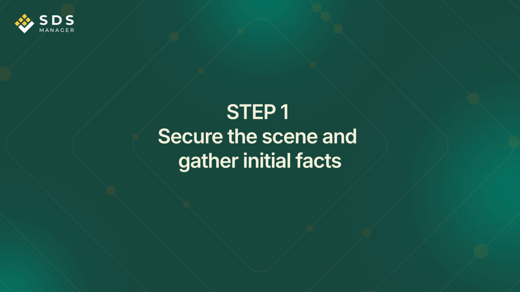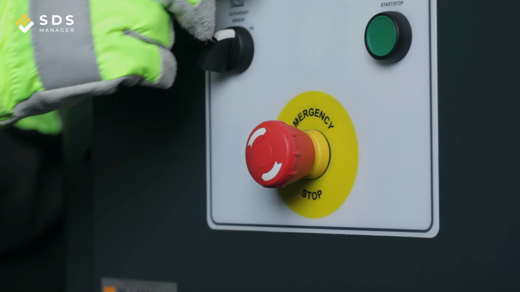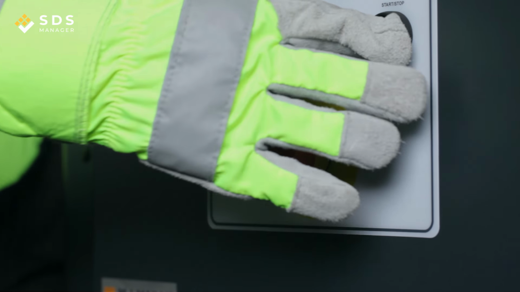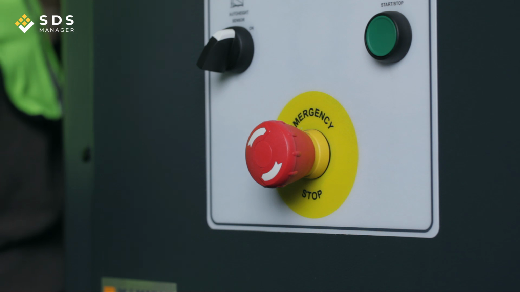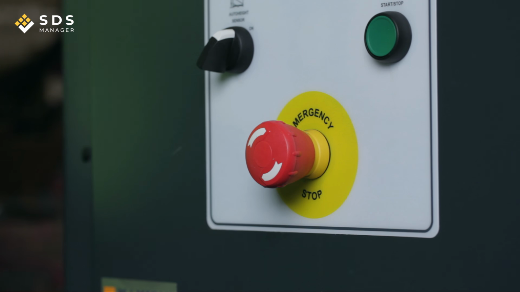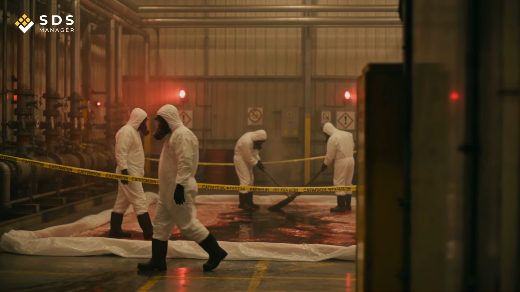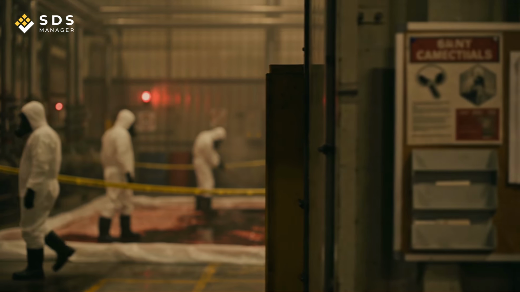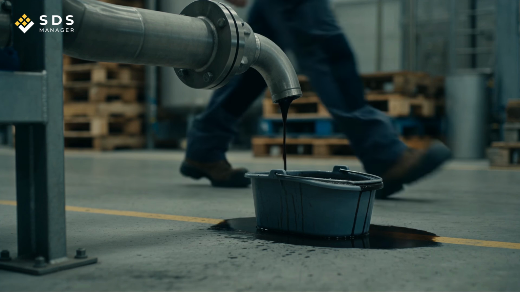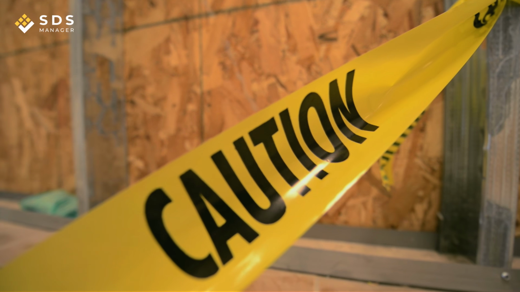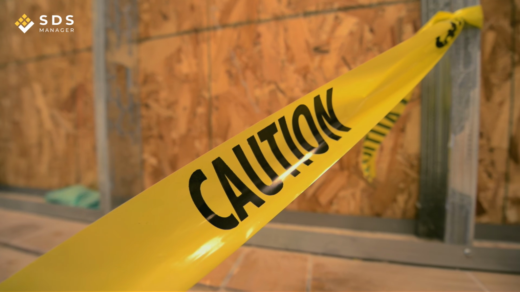Step 1. Secure the scene and gather initial facts. Before anything else, address any ongoing hazard. If any equipment is involved, it may need to be locked out or shut down. If there's a spill or exposure risk, that gets contained first. Nobody investigates a live hazard. They control it. Once the area is safe, protect the scene itself.